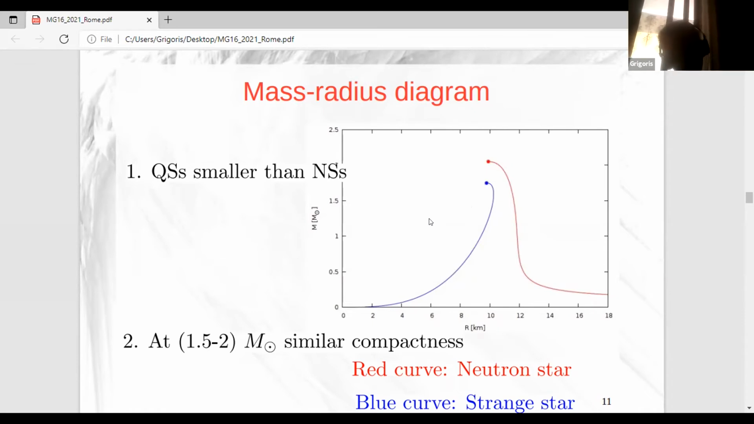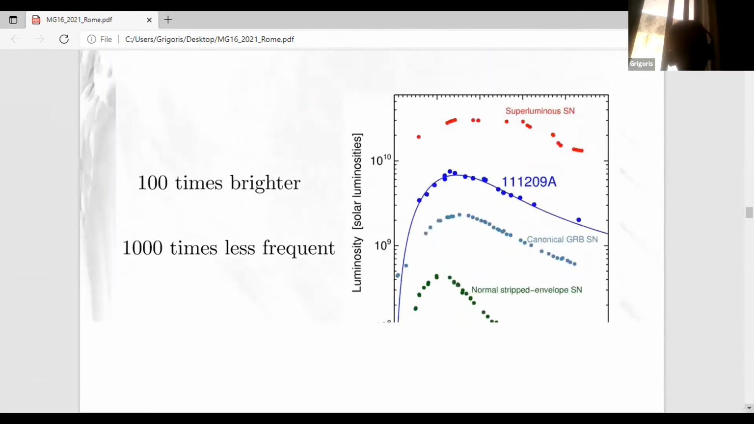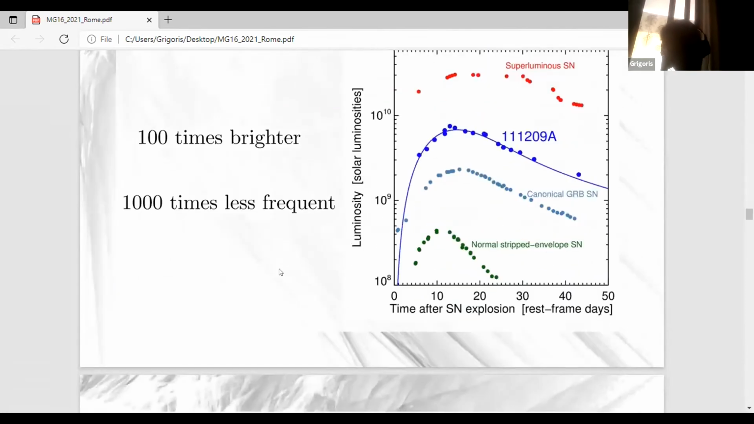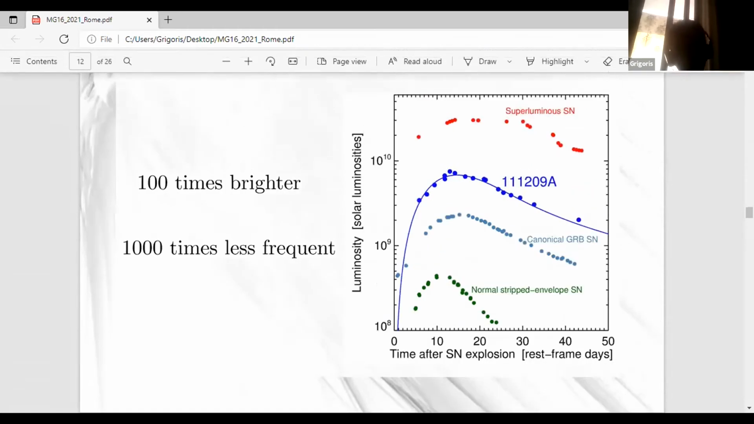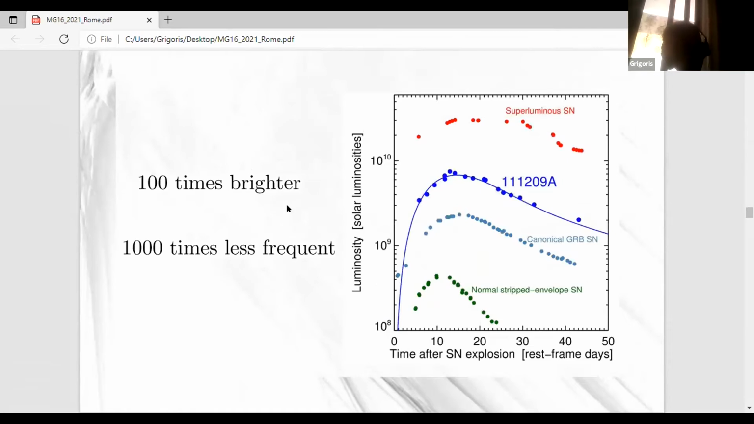And this is one argument in favor of strange quark stars. So these real observed objects are considered to be good quark star candidates. And the other advantage is that since a configuration that consists of quarks is more stable compared to a configuration that consists of nucleons, it can explain the puzzling superluminous supernovae that are 2 orders of magnitude brighter than usual supernovae and take place 1,000 times less frequently.